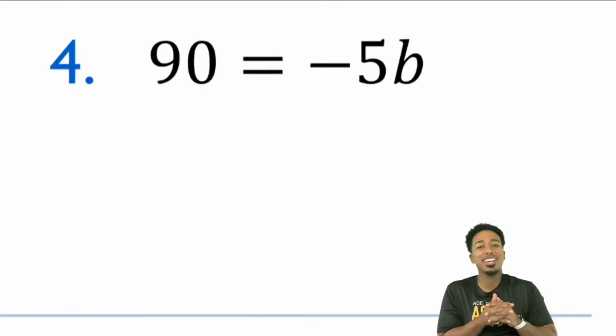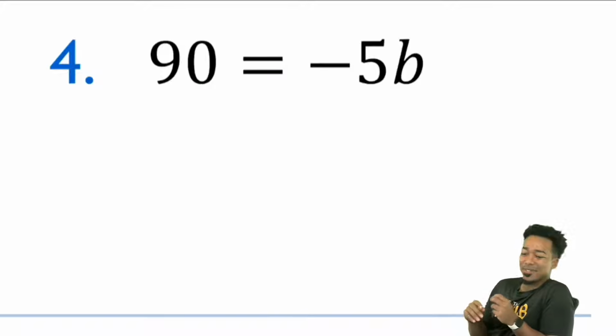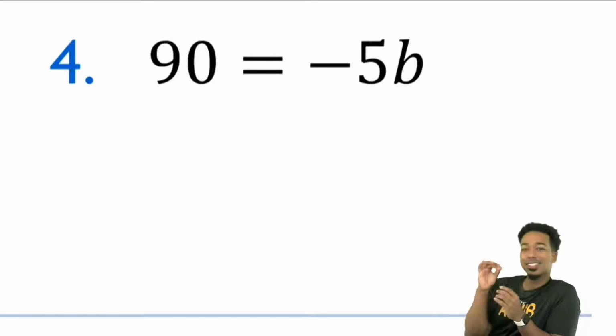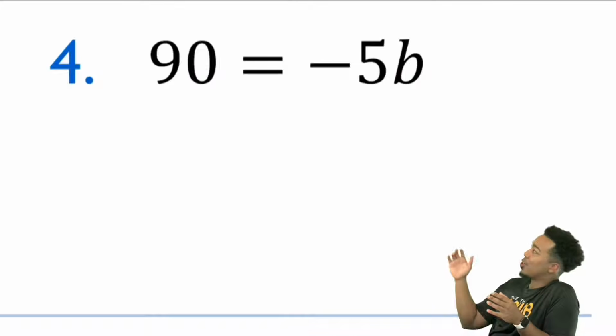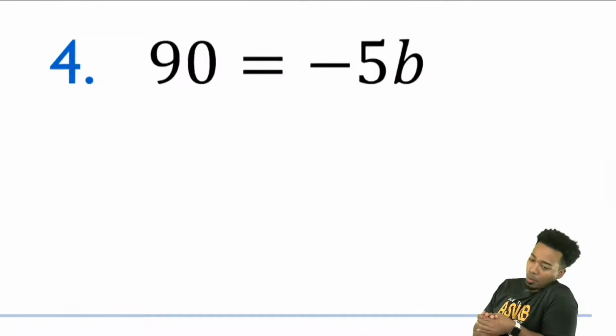Let me go ahead and help you guys out. I really love the way that this class is going so far because it's showing that you guys can talk about this. And if you can talk about it now, you can talk about it in the future when it gets harder. So we have -5 multiplied by b. Let me say that one more time. We have -5 multiplied by b.